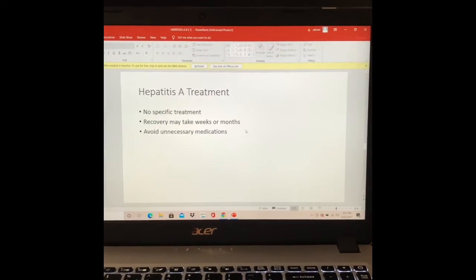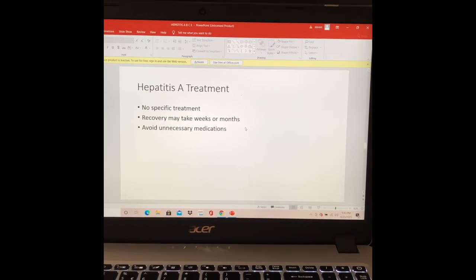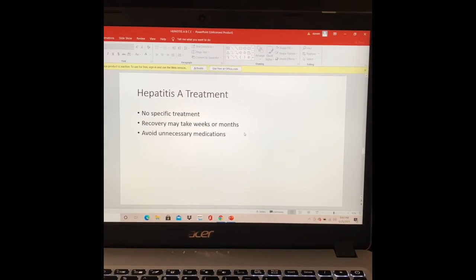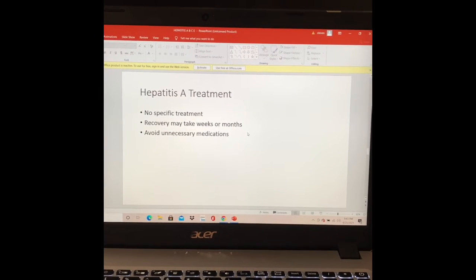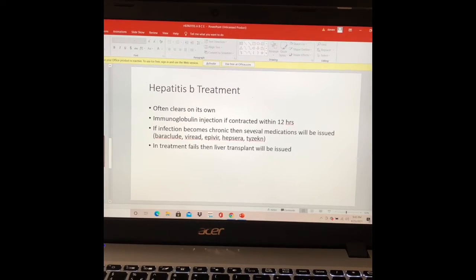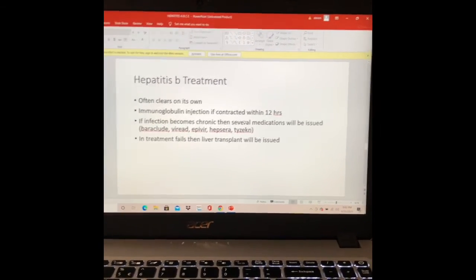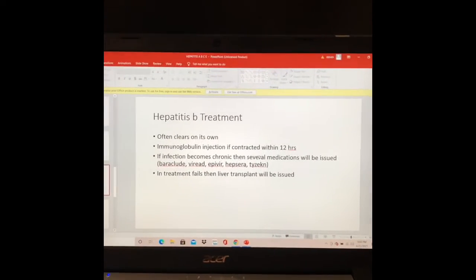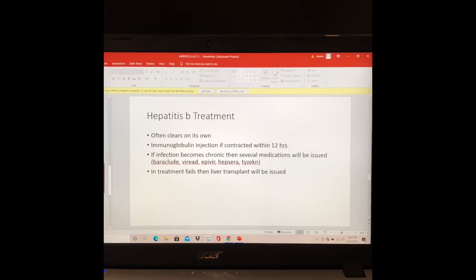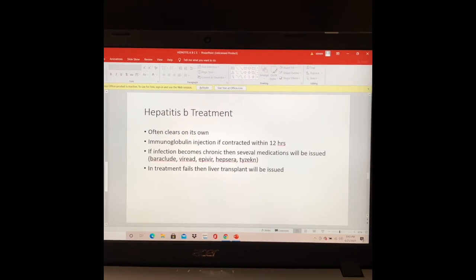The treatments for hepatitis A, well, there is no specific treatment. It only takes recovery for a couple of weeks or months, and always avoid unnecessary medications. Then we have hepatitis B treatments. For the most part, it clears on its own, but if it is contracted within 12 hours, then you will get injected with immunoglobulin.